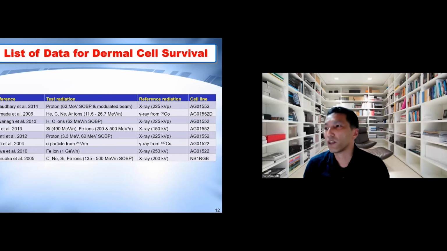So here is a list of data for dermal cell survival that we found. All data are taken after the year 2000. I may find older data if I search with other keywords, but this is all we could find at this moment.